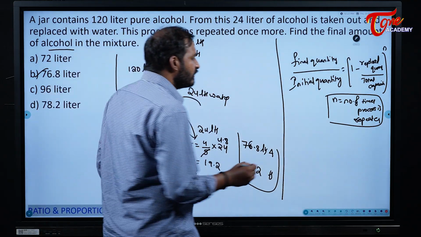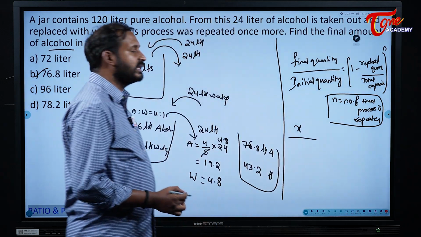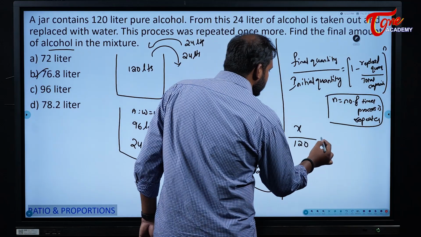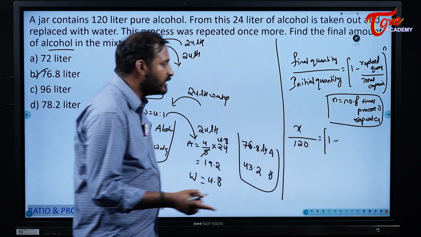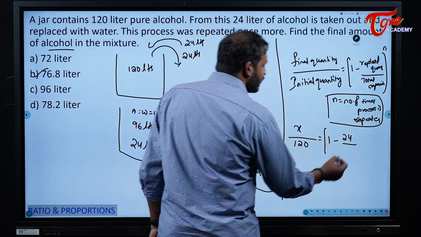So in this case, the final quantity I don't know, I will assume it as some x. What is the initial quantity in that jar? The complete jar is filled with alcohol, so the initial quantity is 120. That is equal to 1 minus, what is the replaced quantity? Every time I am replacing what quantity here? 24 liters, divided by the total capacity of this jar.